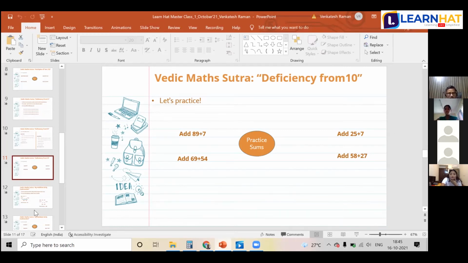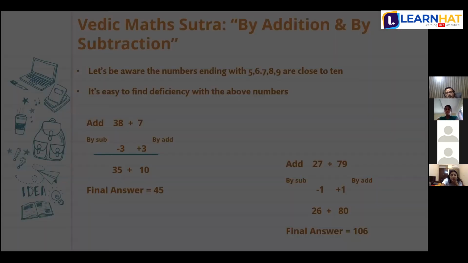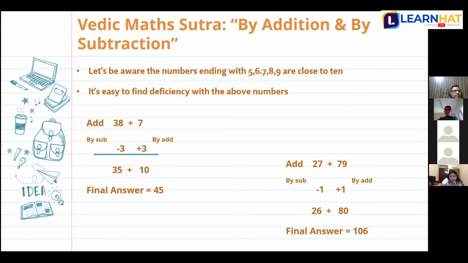Okay. So let's move on to the next topic. This is another interesting thing. The next sutra is by addition, by subtraction. So we all should know that numbers ending with 5, 6, 7, 8, 9 are close to 10. I was telling you on the previous slide also. A number from 5 and above is close to the next number. A number below 5 is close to the lower number. So if it's 15, then it's close to 20. If it's 14, then it's close to 10. So we all should remember that numbers ending with 5, 6, 7, 8, 9 are close to 10.